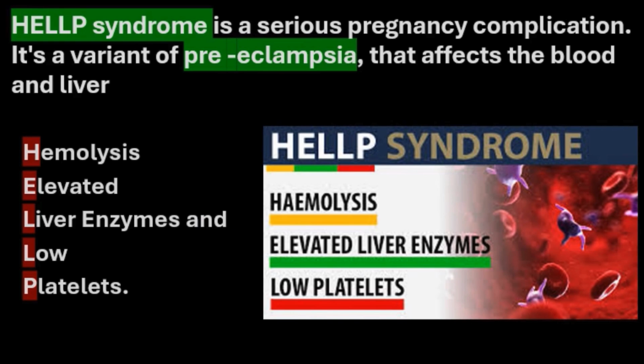HELP syndrome is a serious pregnancy complication. It is a variant of preeclampsia that affects the blood and liver. See the expansion of HELP syndrome: hemolysis, elevated liver enzymes, and low platelet. That is HELP syndrome.